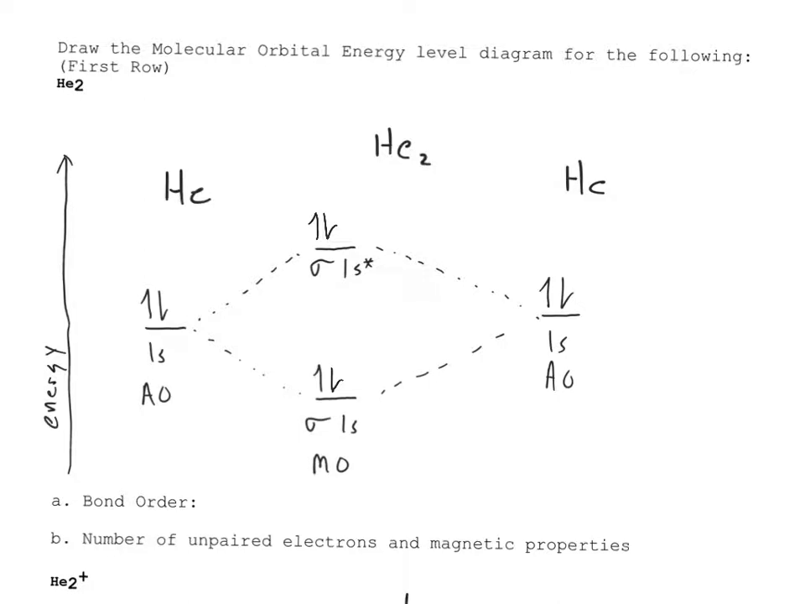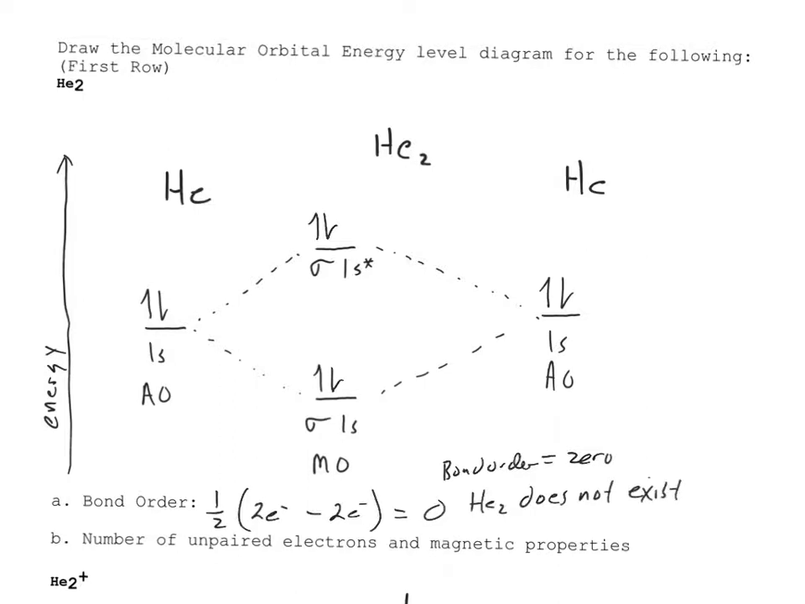So if we were going to look at the bond order, the bond order is 1/2 the amount of bonding electrons minus antibonding electrons. So we have two bonding electrons and two antibonding electrons. So we see the bond order equals 0. So no bond, helium-2 or dihelium does not exist. It's never been detected to exist.